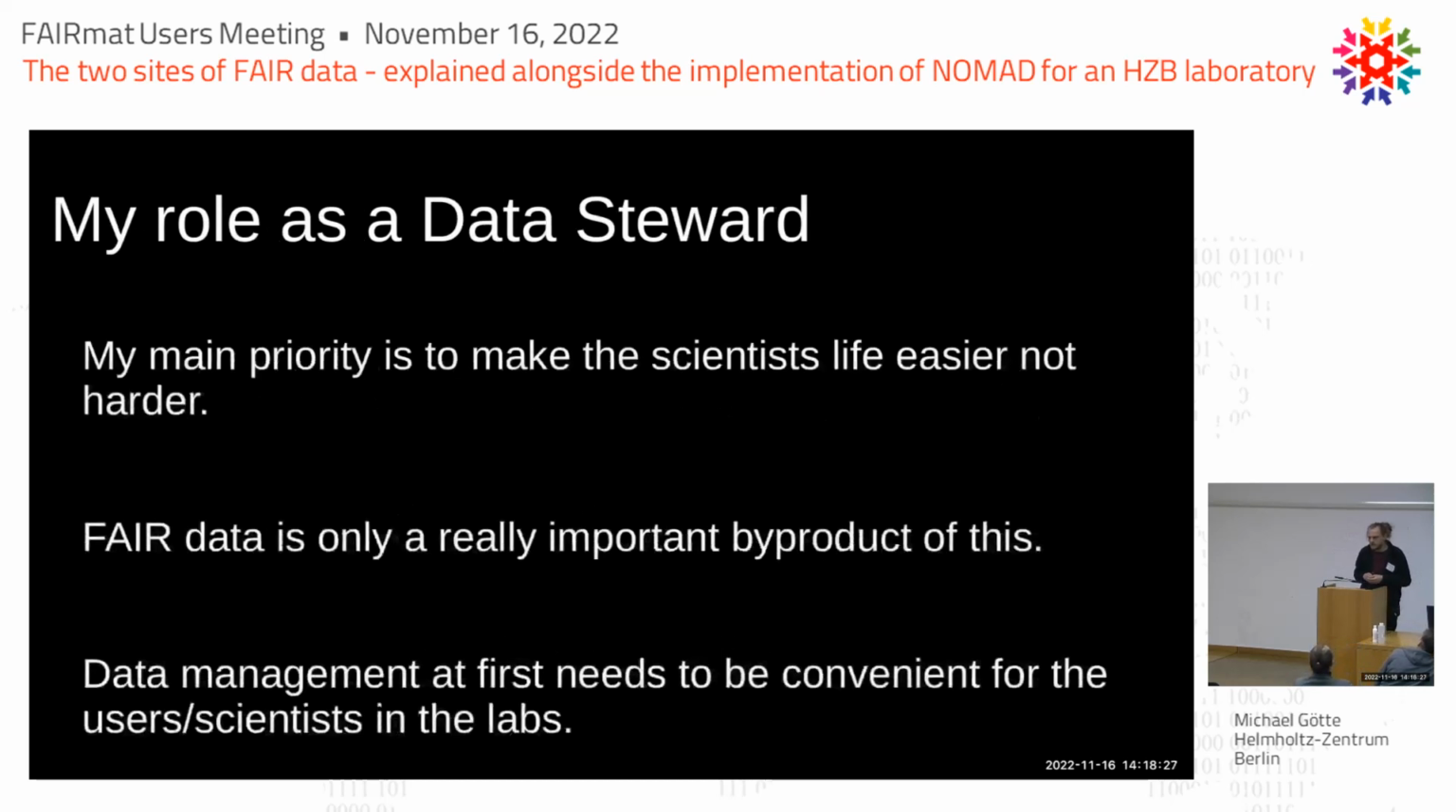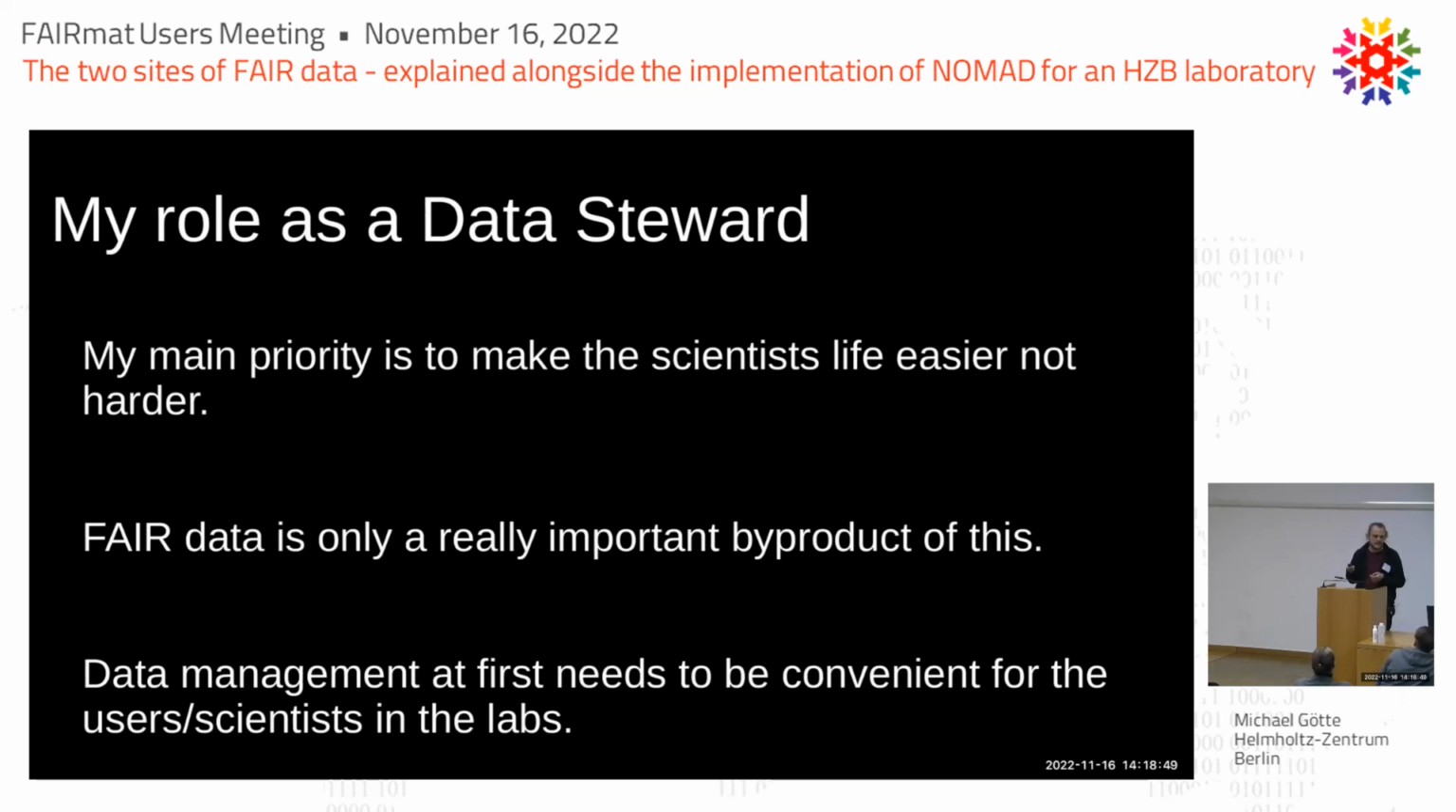So I'm a data steward. I'm not sure if anyone knows what that means. I still don't. I'm trying to figure that out while doing my work. But for me, my scientists are more or less my main priority, so that their life gets easier, so that they can do what they want to do better. And this is my first priority.